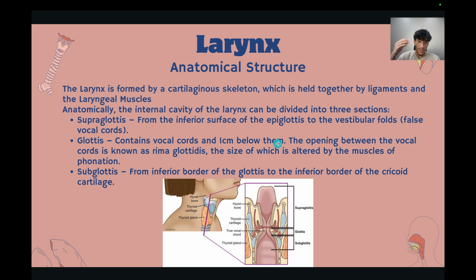Next, the glottis, the most important part. It has the vocal cords, and the opening between the vocal cords is called the rima glottidis, and the size of it is altered by the muscles of phonation. And we have the subglottis, the most inferior part. It's not a big deal.